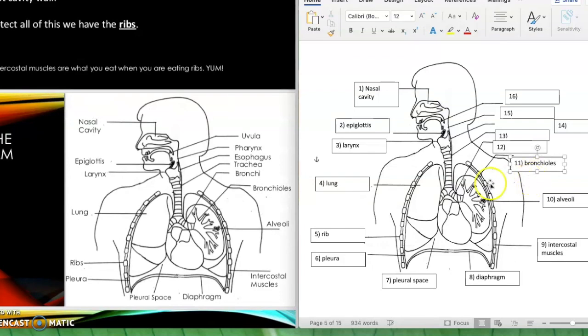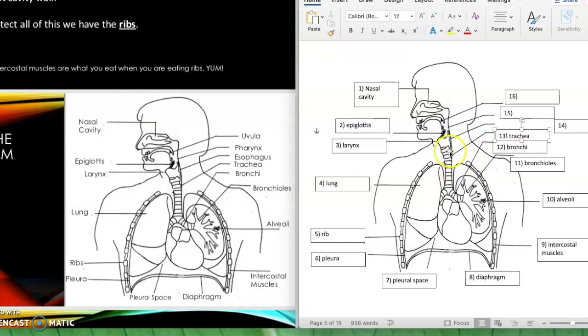Bronchioles. Okay, those are the smaller branches of the bronchi. And so we have these two big branches, which are the bronchi, and these smaller ones that we just labeled are the bronchioles. So, like I said, if these are the little bronchioles, this must be pointing to the bronchi. So you have two bronchi, and they branch off of, you guessed it, the trachea.